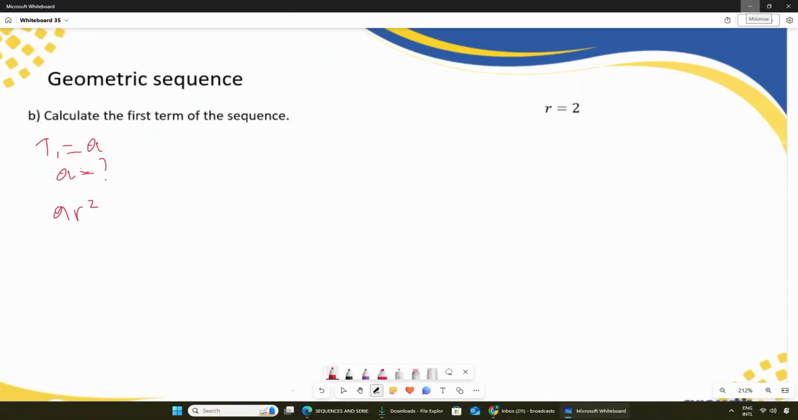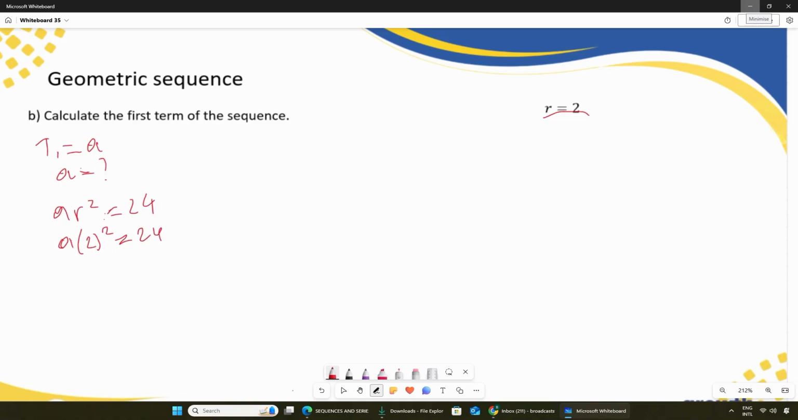Calculate the first term of the sequence. Remember, this is a geometric sequence. If it is a geometric sequence, the first term is always equal to A. That simply means they are looking for the value of A. And you had two equations in the previous slides. You can take any of those two equations. I'm going to take the first equation, which is AR to the power of 2 is equal to 24. You know the value of R, that R is equal to 2. So you're going to substitute R by 2. So that will be A times 2 to the power of 2 is equal to 24.